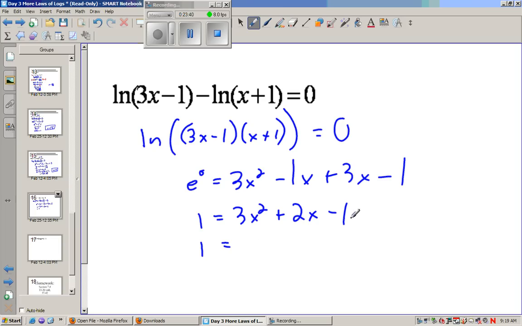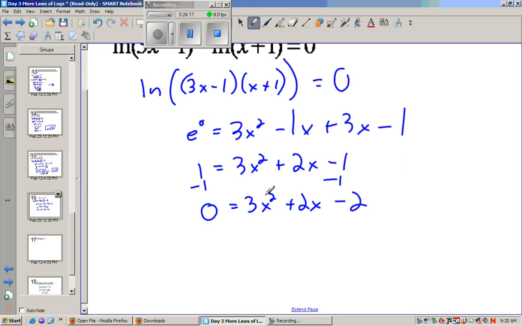So 1 is equal to, now we have to factor this. We have a 3x and an x. And this one has to be 1 and 1. The 3x has to be positive because we need 3 positives and 1 minus. Ooh, but we're forgetting something. We have that 1 on this side, so I factored it with that 1 being in there. We've got to get rid of that 1. So subtract 1 from both sides. And so I'll have 0 is equal to 3x squared plus 2x minus 2.